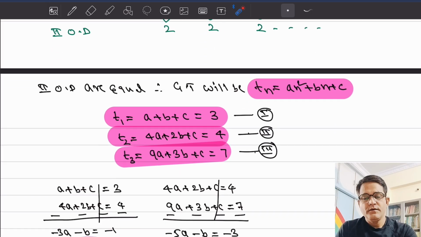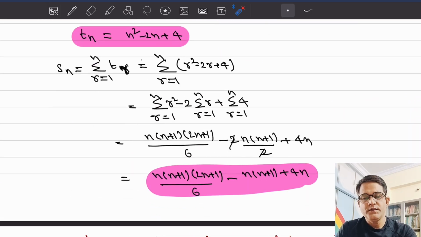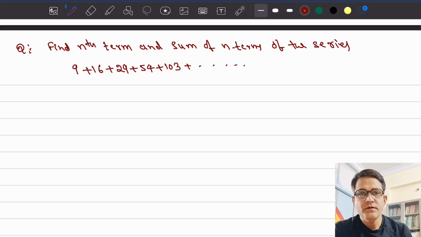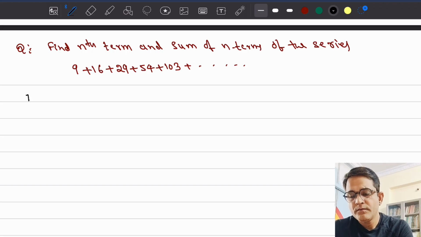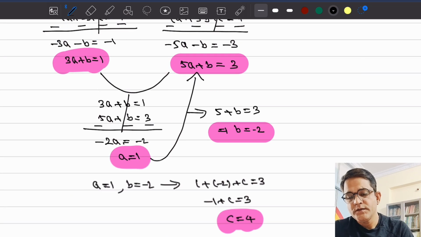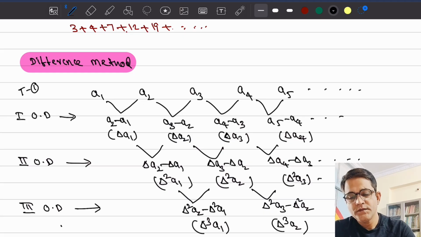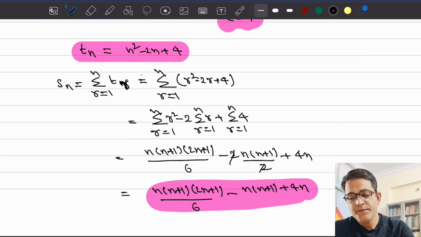Next, type 2 in difference method. If you see this question: find the nth term and sum of n terms of the series 9 plus 16 plus 29 plus 54 plus 103, etc. To solve this question, we use type 2. So this was type 1, this is difference method. This is type 1, now type 2.